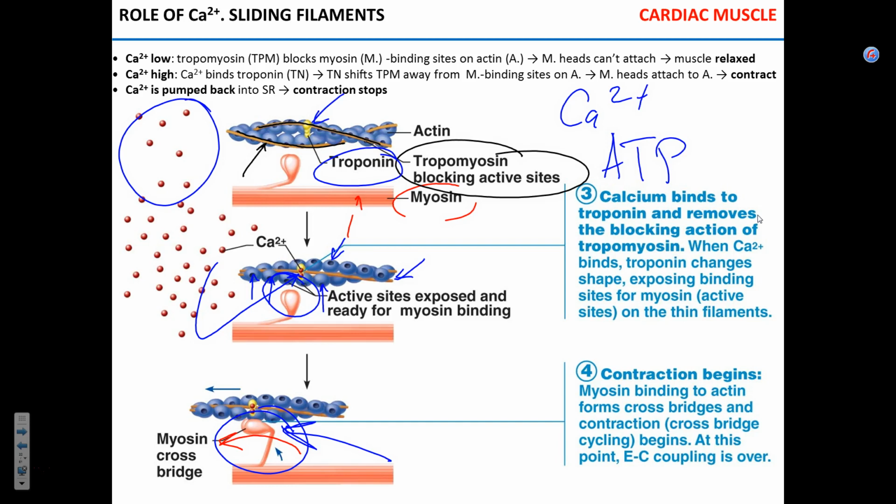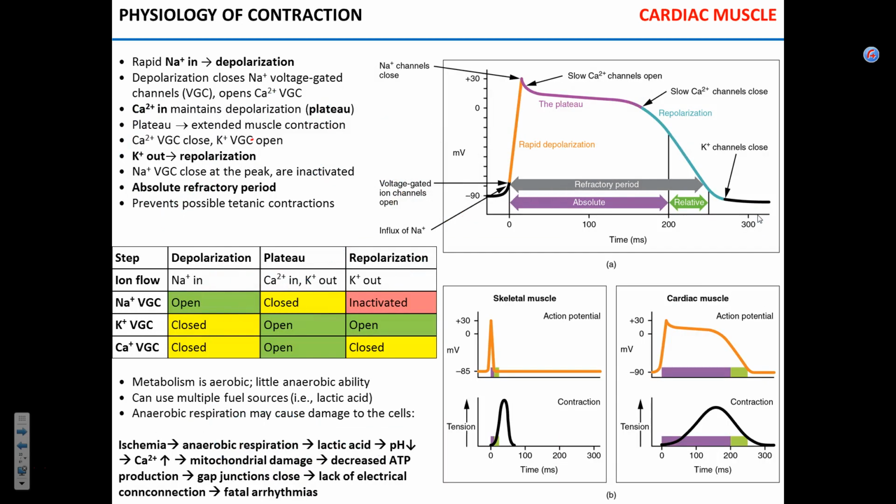So if calcium is pumped back into sarcoplasmic reticulum, contraction can stop. If ATP is not available, contraction will stop. But in the living person, ATP is always available. Does that make sense to you? The mechanism here. We good? Moving on. Now, let's talk about some contractile physiology.